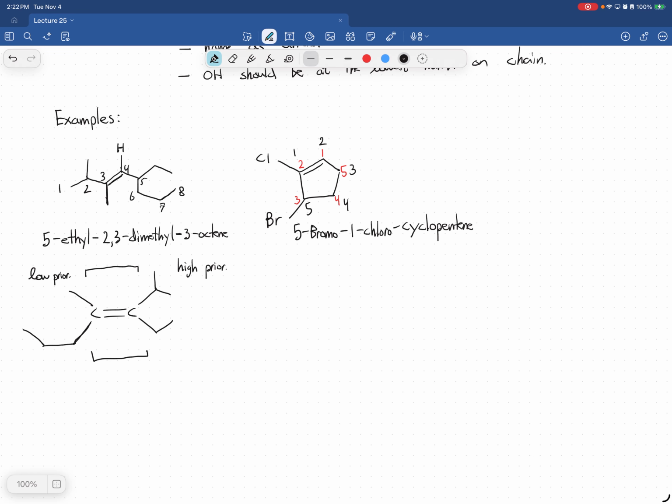So this group here or this group right here? Let me point that out to you. This group, which one has higher priority? Propyl. So this is higher priority. Lower priority.